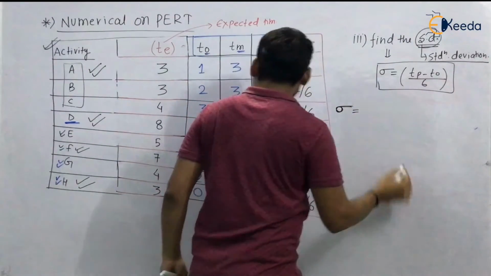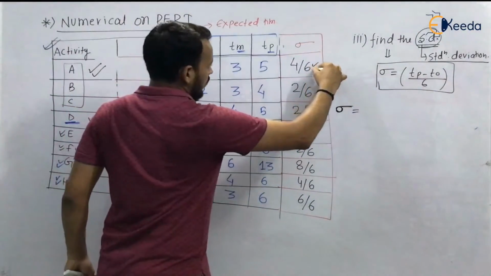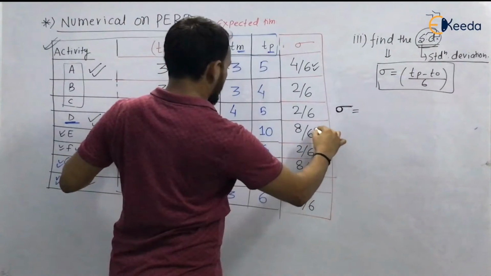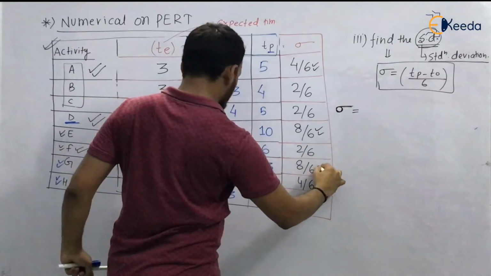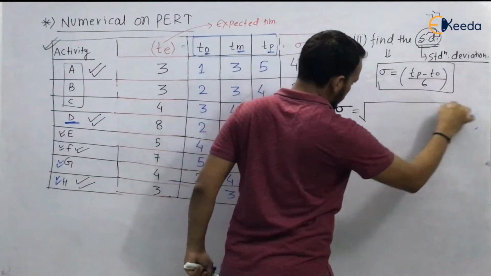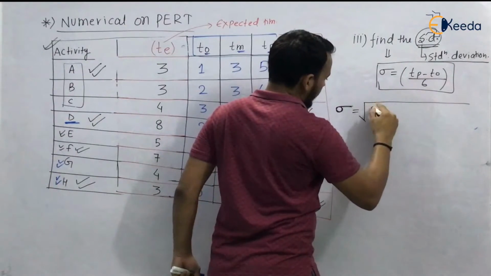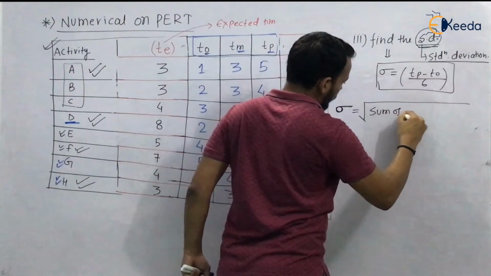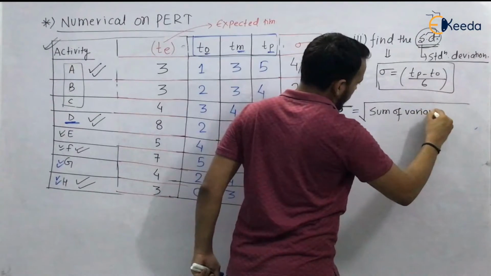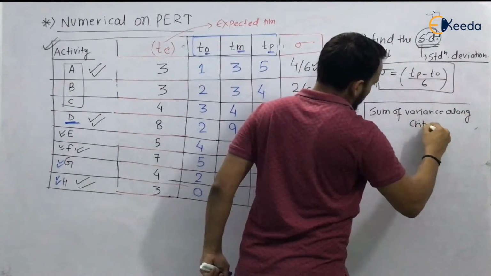So for sigma, our critical activities were A, D, F and H. Just write it like this: sigma equals the square root of the sum of variances along the critical path.